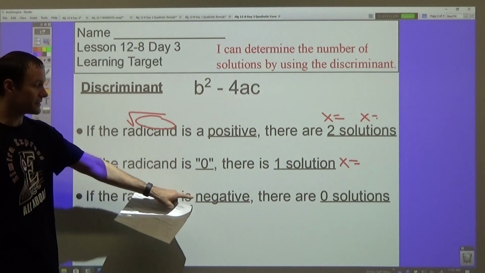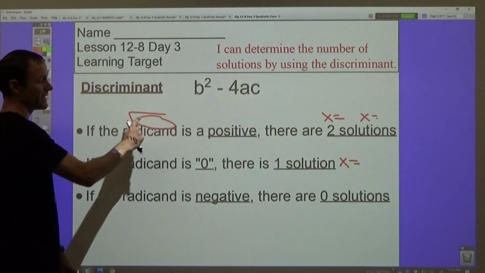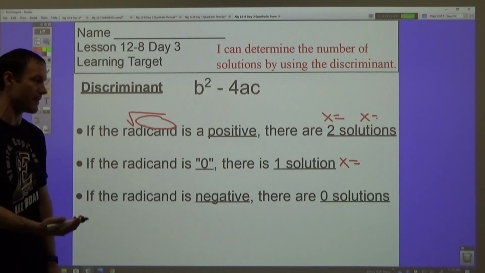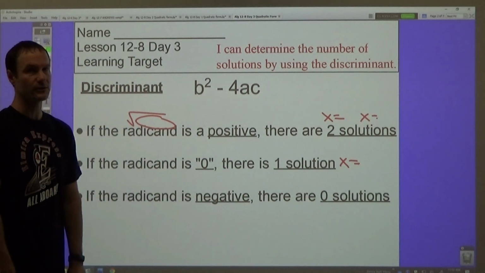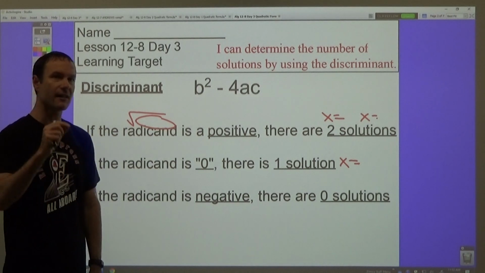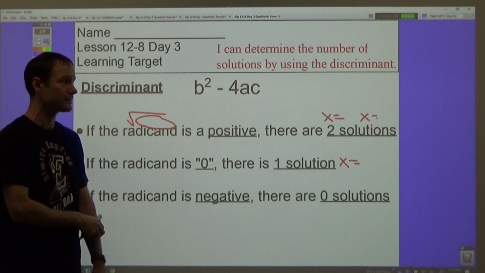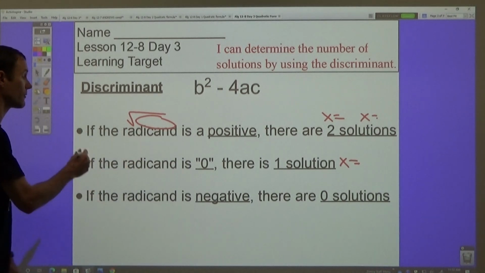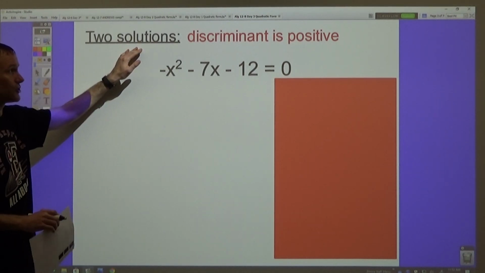If your answer inside the square root is negative, so you do b squared minus 4ac and you get a negative number, remember that means there are no solutions, it's an imaginary number. So then you're going to get that there are 0 solutions. In your boxes in class kick, you're either going to type in 0, 1, or 2 for the number of solutions. And then if it's 1 or 2, you do have to use the quadratic formula to find your answers. So this first example is going to be an example of 2 solutions.